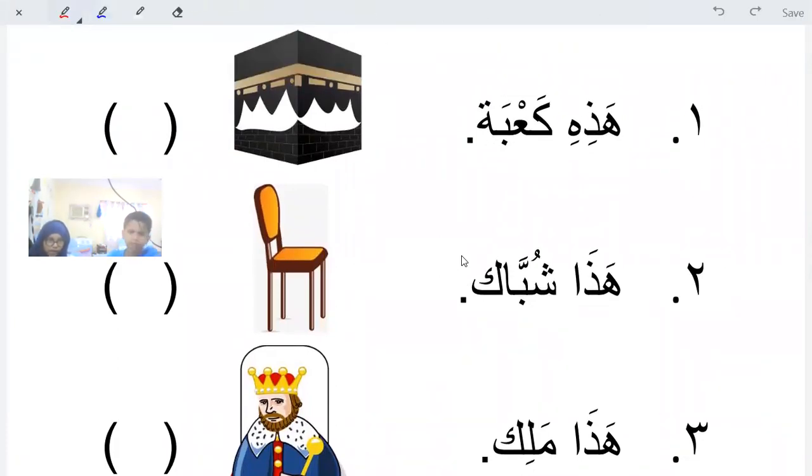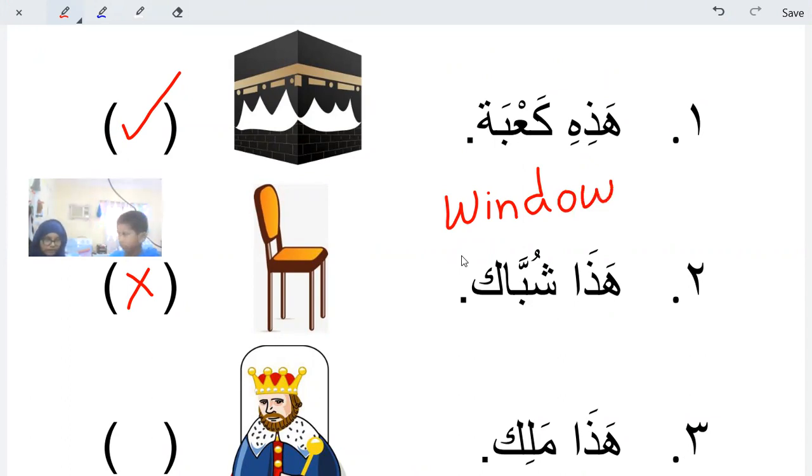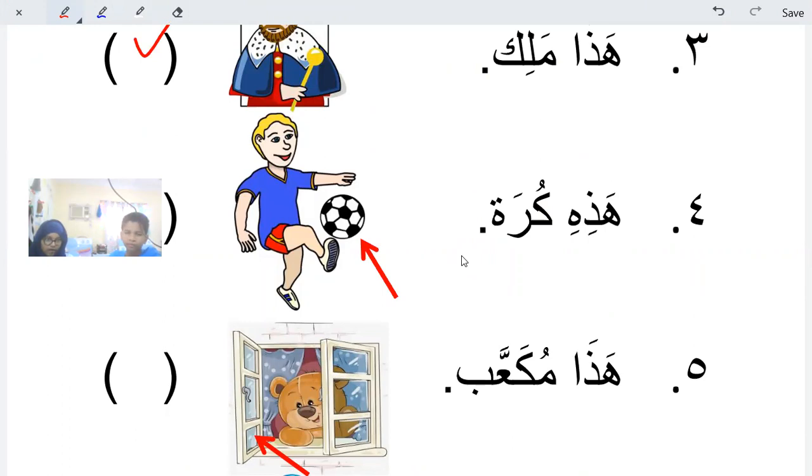This is Kaaba, correct. Good. This is window, wrong. Yes. This is king. Correct. Good. This is a ball. Correct. This is a Rubik's cube. Wrong. Good.